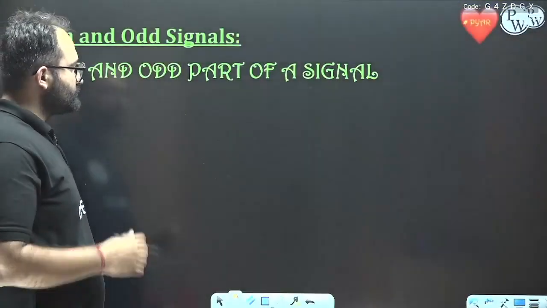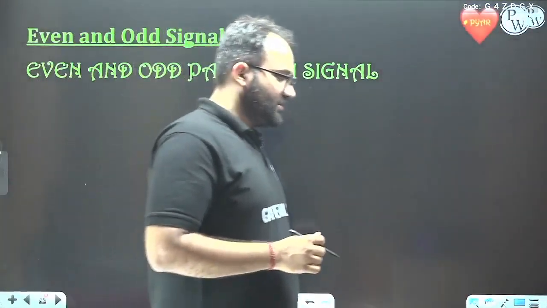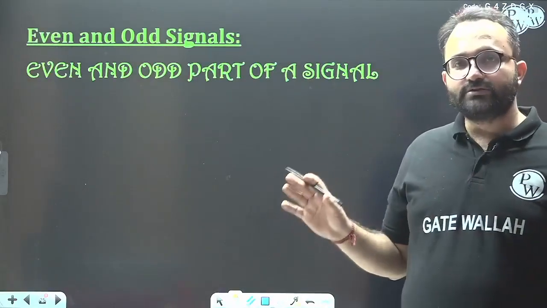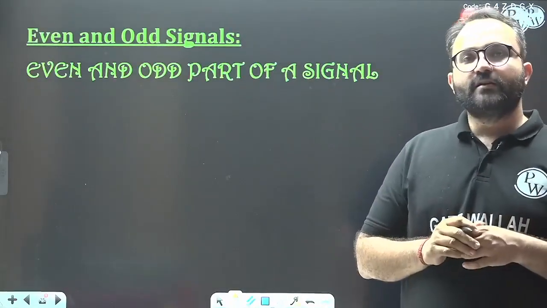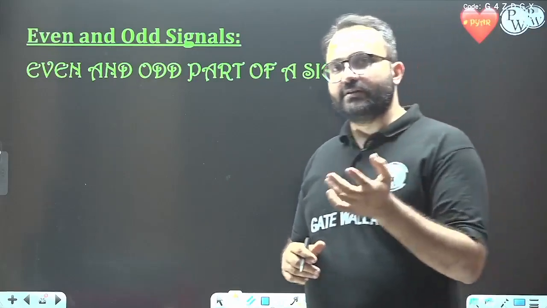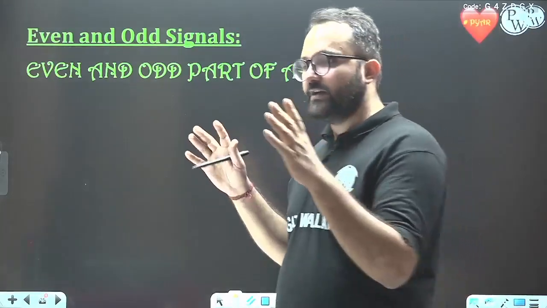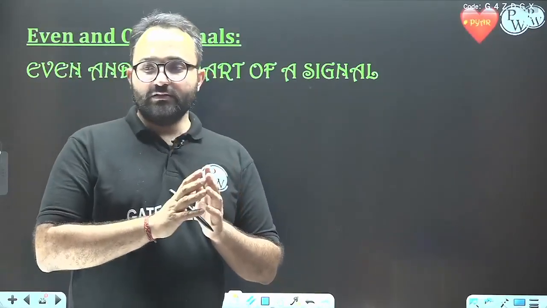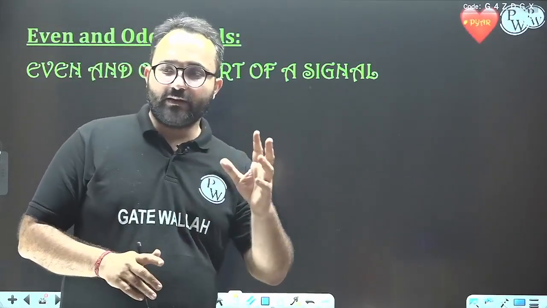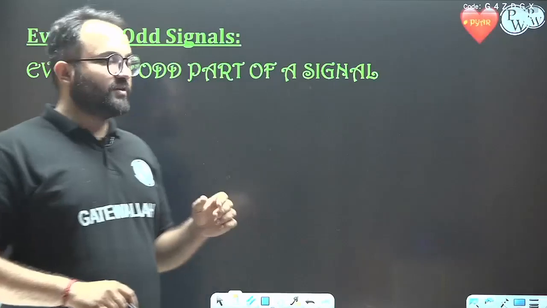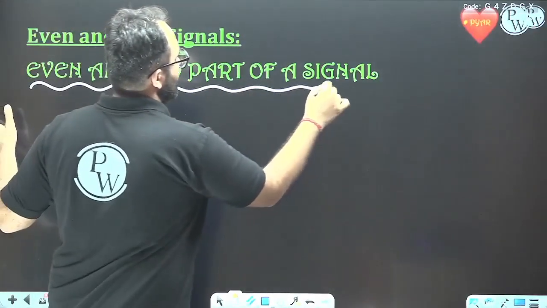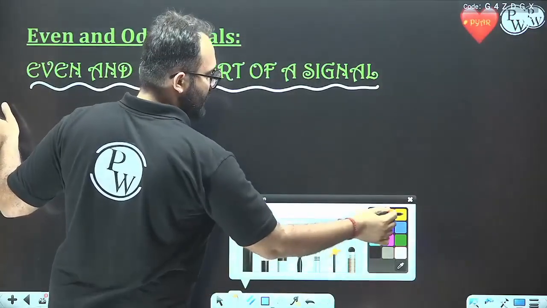Now, this is also a very important part, that is any signal, any random signal xt or xn can be broken or can be written into its even part and odd part. Okay, or we can say that any signal xt can have a even part and odd part. So we should know the formula for it, that is even and odd part of a signal.